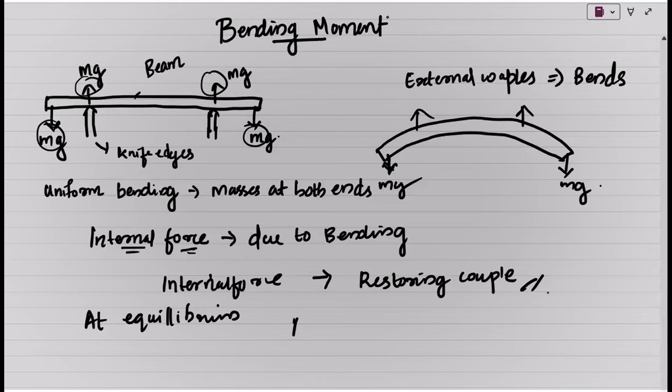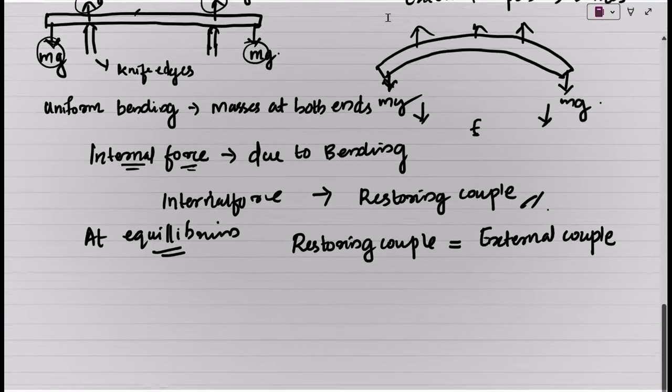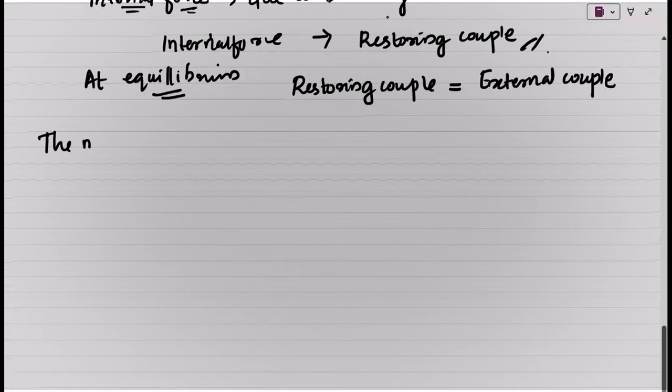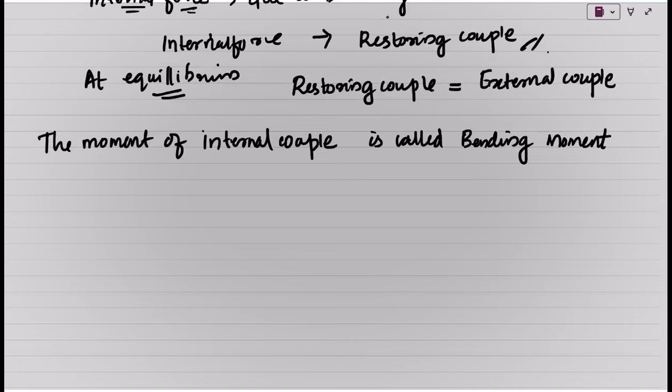At equilibrium, the restoring couple will be equal to the external couple. These are the external couples and these are the internal couples. At equilibrium, the restoring couple equals the external couple. Then we can say that the moment of the internal couple developed inside the beam is called the bending moment.